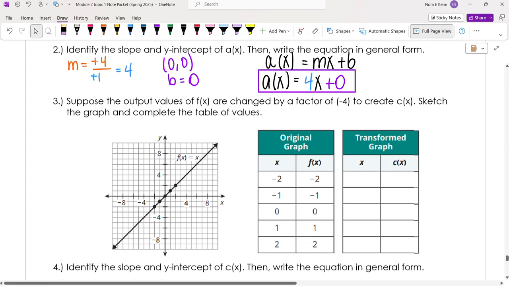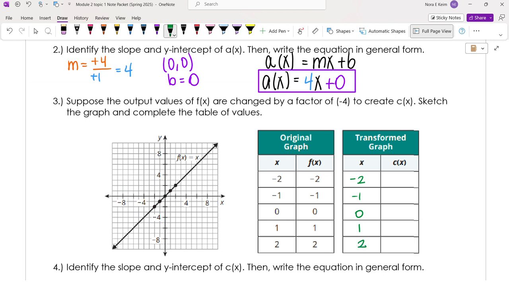Now suppose the output values are changed by a factor of negative 4 to create c of x. Sketch the graph and complete the table of values. My x's aren't changing at all because we are only impacting our output values. Okay, so I'm going to multiply all of my output values by negative 4.